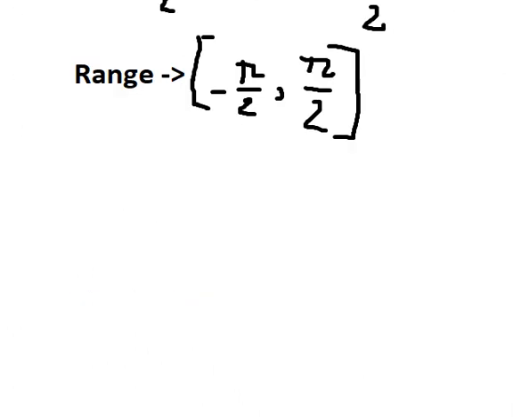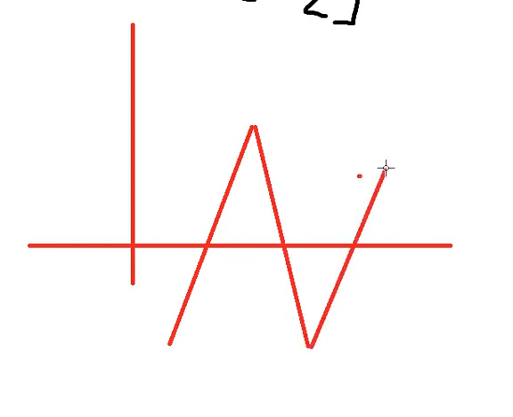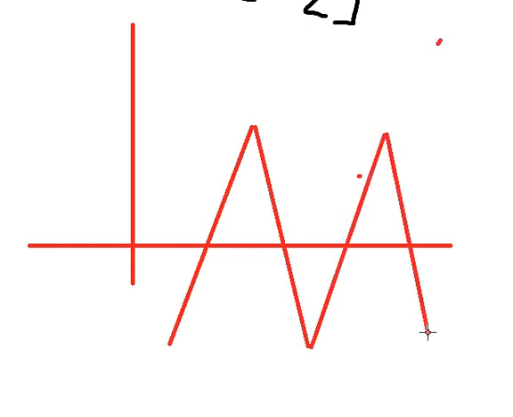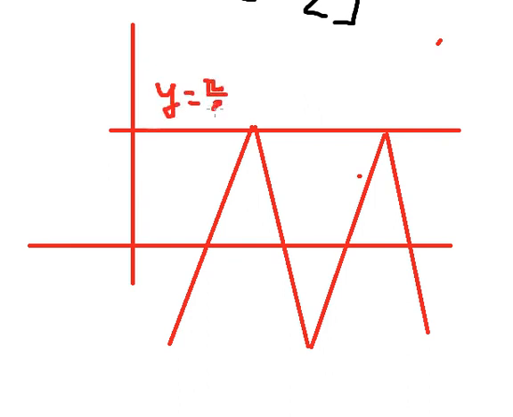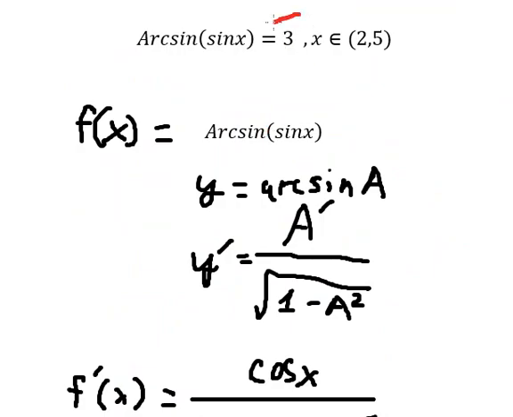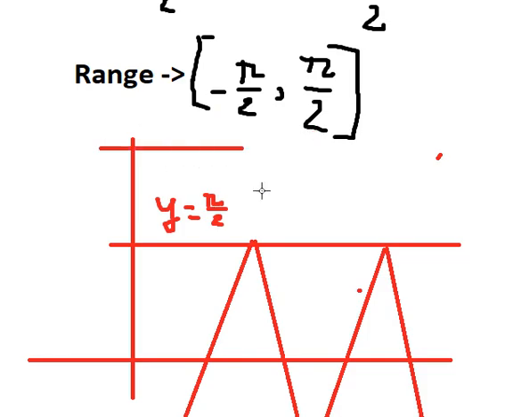So I will draw another diagram here to illustrate for you. That means they will go up here and go down here. Then they will go up here and here. So this line here is y equals pi over 2. But on the answer, that is number 3. So number 3, they will go here.